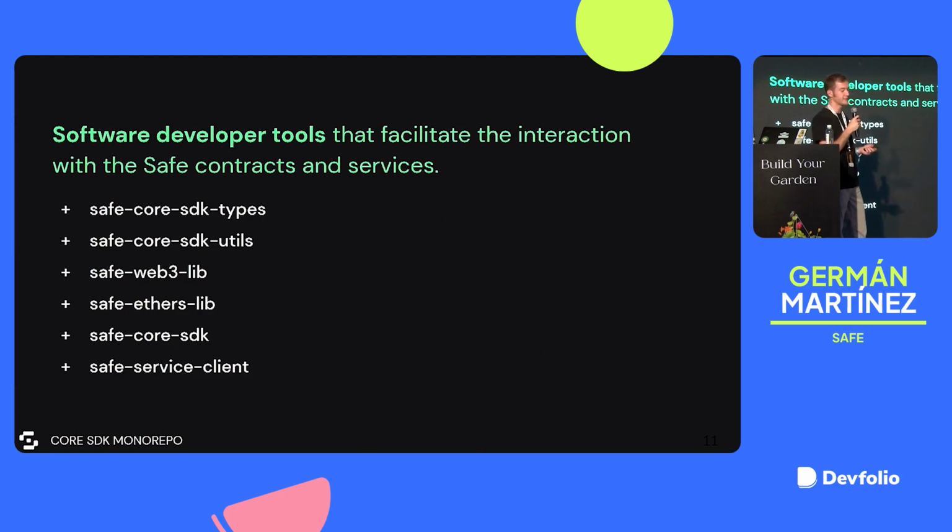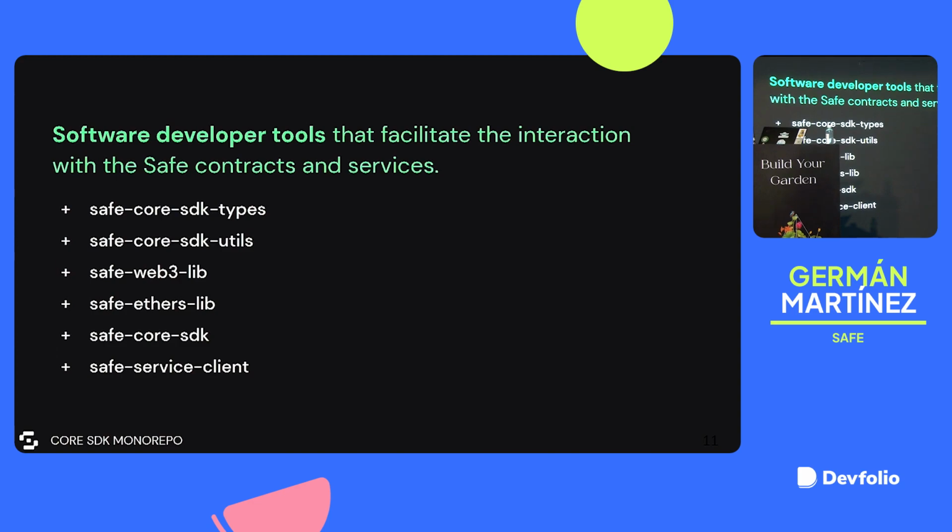The Safe Core SDK is software developer tools that facilitate the interaction with the smart contracts and also the services. And because it is a monorepo, there are some packages inside of it. So let's see what they do quickly. The first two, the Safe Core SDK types and Safe Core SDK utils, it's pretty easy to see what they do, right? One of them exports types, making them available to the other packages, and the utils has some utility functions.